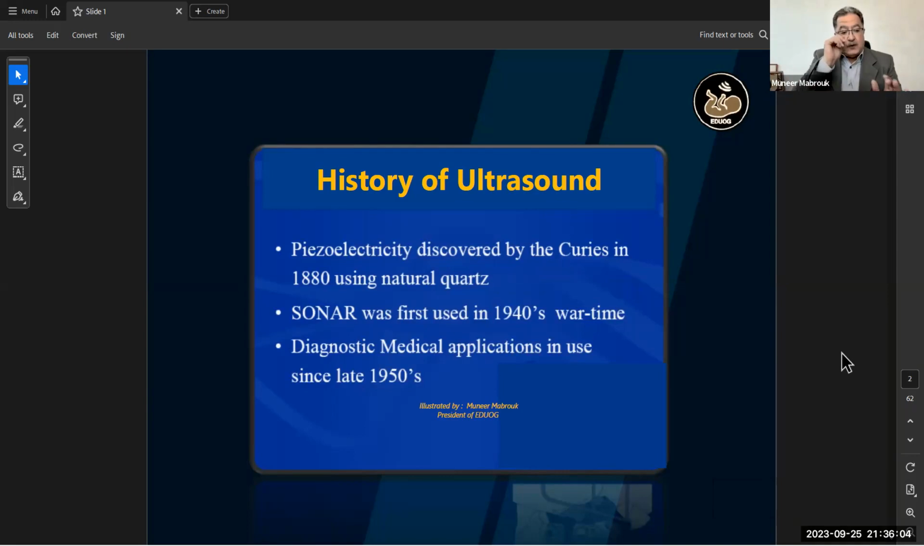So we understand what it means, piezoelectric. Piezo is electric compression and decompression, compression and decompression. So the ultrasound changed this mechanical energy into electrical energy, and the electrical energy into mechanical.